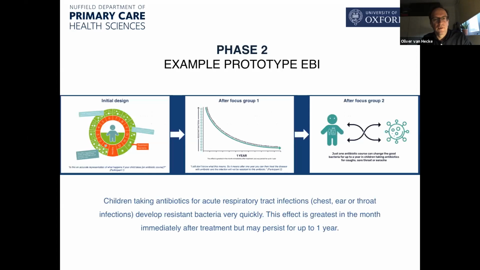And so this is an example of the process of the evidence-based summary statement you saw earlier. You can see on the left-hand side, this is the initial design without much input from parents. And as we move over to the other side of the screen, you can see how the design actually changed.